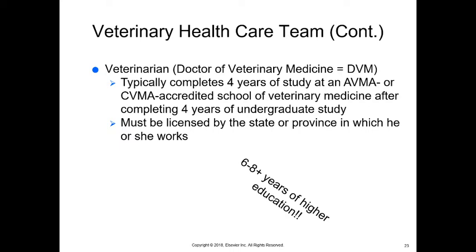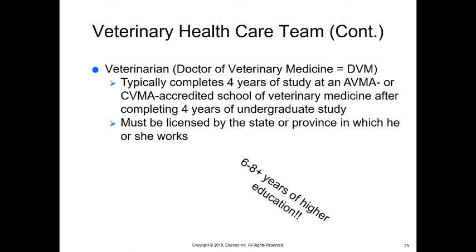The veterinarian receives a Doctor of Veterinary Medicine, or DVM. There are some programs that offer a veterinary medical doctorate, or VMD, but they are all pretty much the same thing. That's 4 years of study at an AVMA accredited school of veterinary medicine after completing anywhere from 2 to 4 years of undergraduate study.